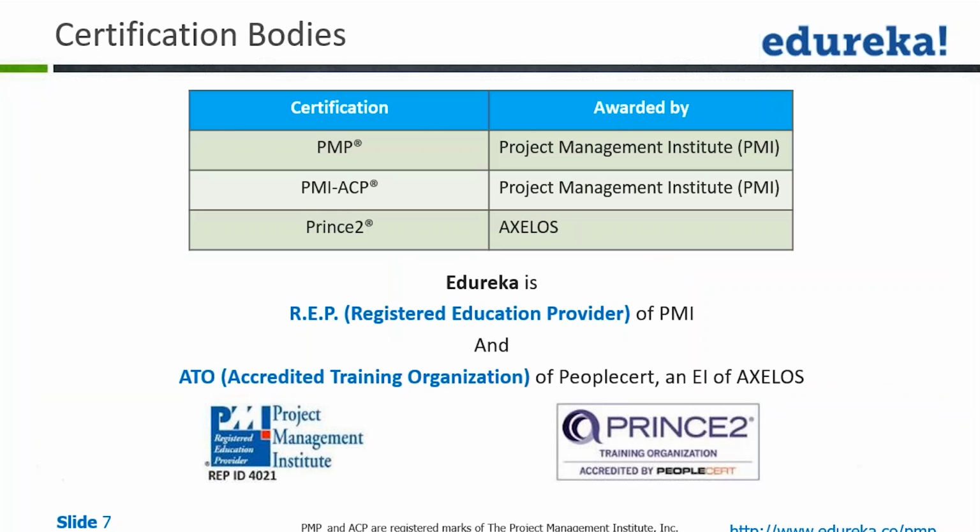And what are the certifications? You know very well, we are going to talk about PMP, PMI-ACP, and Prince2. So who will give you the certification? Who is the governing body here? PMP and PMI-ACP are the certifications awarded by the Project Management Institute, or PMI, which is a not-for-profit organization based out of the US. And they have been doing significant work in uplifting the standards of project management.